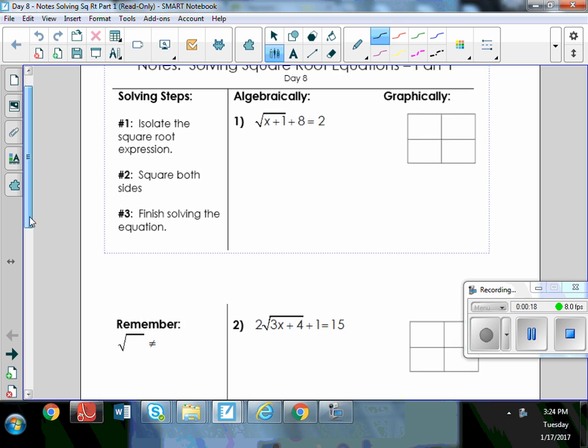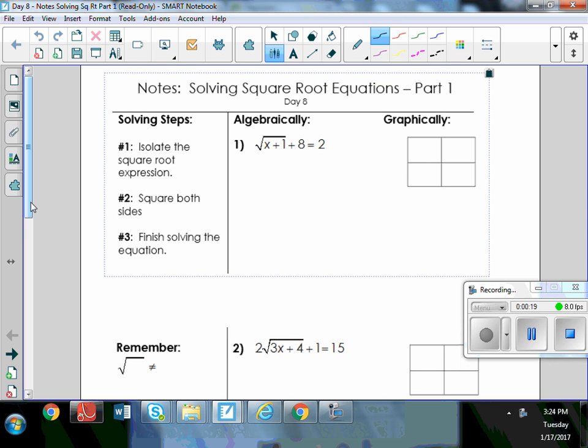So Ms. Minnow put some little graphs on here for us. She thought it might be a nice idea if you could kind of visualize graphically what these square root equations would look like. Okay, I've never done this before, but it's kind of interesting. So on the right side, if we just have equals 2, that would be a horizontal line at 2. So we would have something that looks like that.